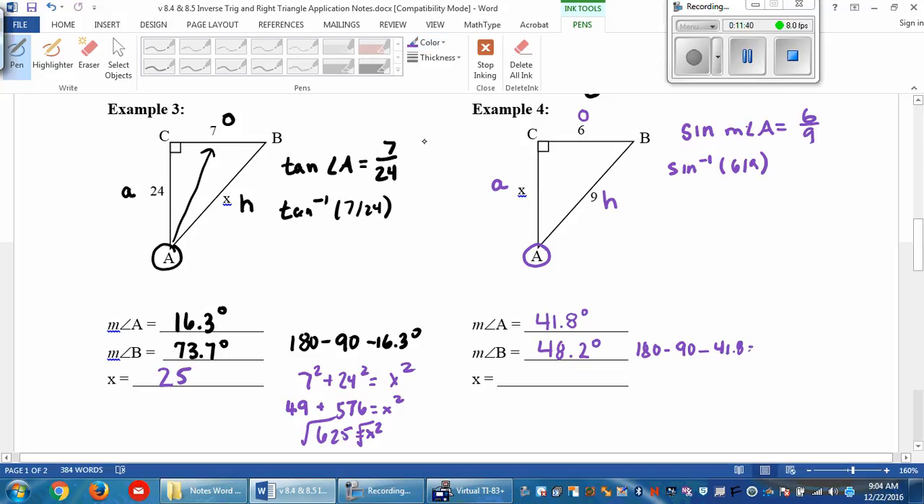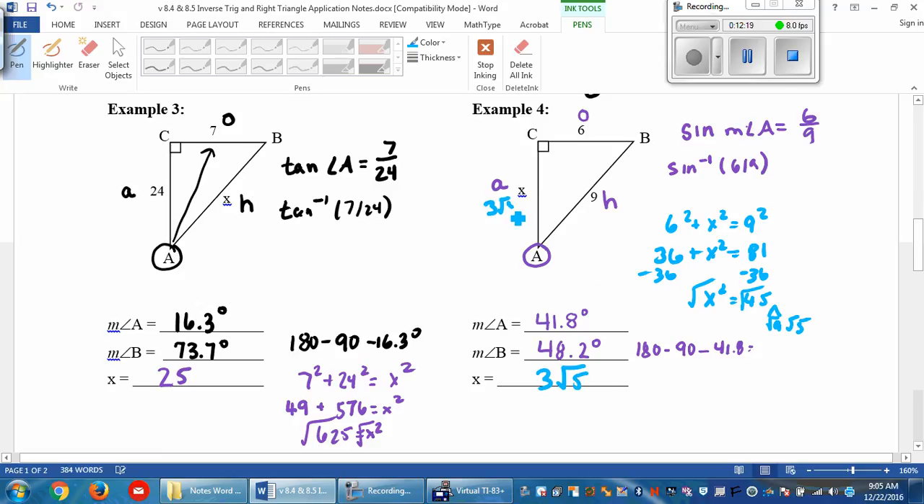For the missing side length of x over here, Pythagorean Theorem, we could do 6 squared plus x squared equals 9 squared. So the longest side, the hypotenuse, has to go over here. 36 plus x squared equals 81 minus 36. We get x squared is equal to 45. And then we can break up our root from there. We get root 9 and root 5, so that's 3 root 5 for this missing side.